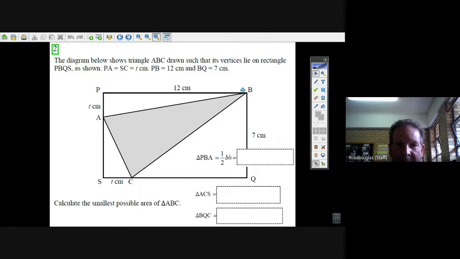From P to B, it's 12 centimeters. From B to Q, it's 7 centimeters. They give us that information. Now, the question is, calculate the smallest area possible for this triangle. We want to minimize the area of this triangle.